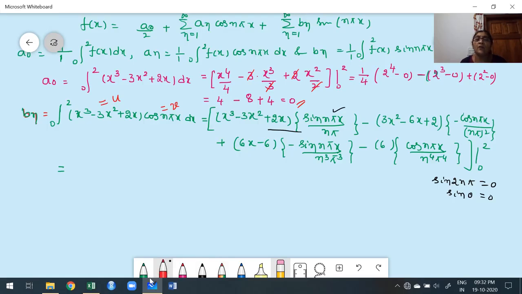What are we going to write? You are already familiar with that. No need to apply the limit. I am going to write that this entire term is 0. Don't worry about this. In a product of two functions, if one function is 0 at both limits, the entire term is 0.